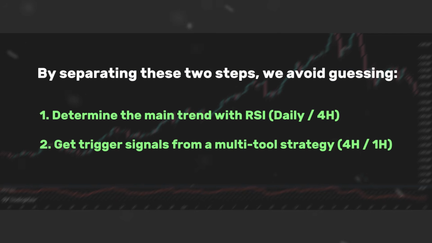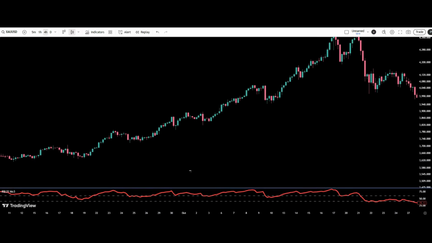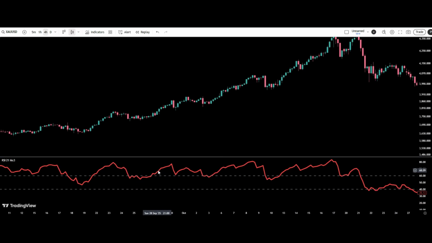Step 1. Determine the main trend direction using RSI on the daily or 4-hour chart. Step 2. Look for trigger signals from a proven multi-tool strategy on a lower time frame, such as the 4-hour or 1-hour chart. Are based on clear logical rules. Remember, RSI in swing trading is a guide, not a trigger. It tells us look for buy trades or look for sell trades. The entry itself always comes from price action or a proven strategy.